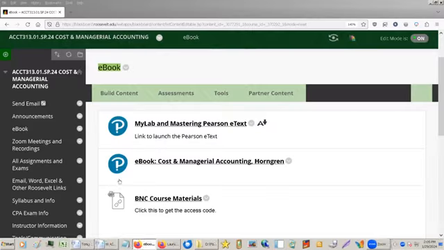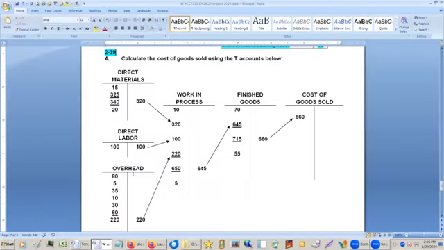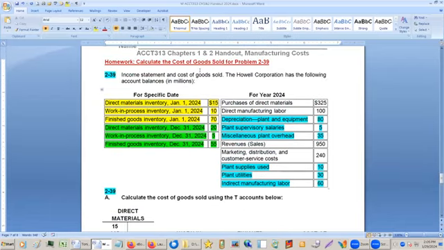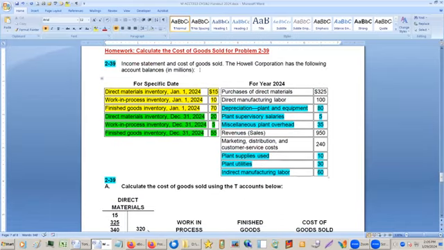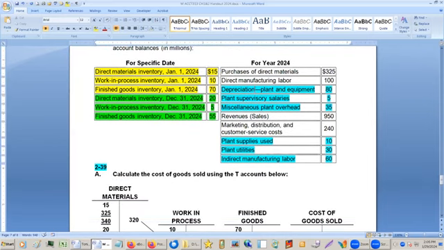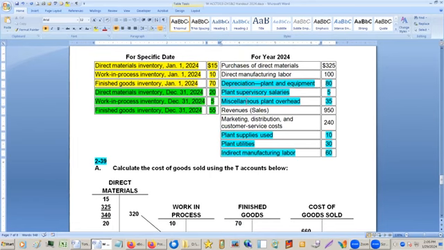So let's go ahead and look at the problem. This is the problem I gave you guys for homework, 239. And we kind of talked about it a little bit. A lot more things going into overhead.